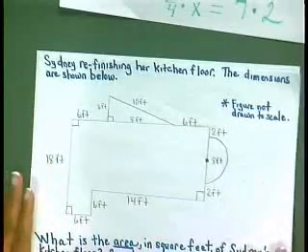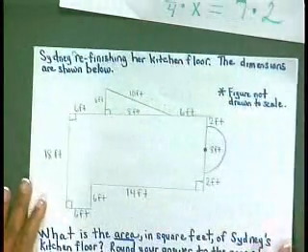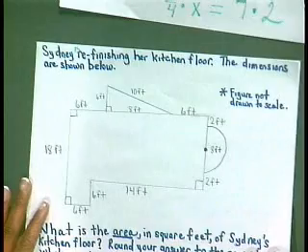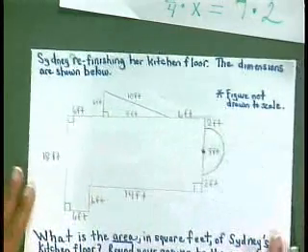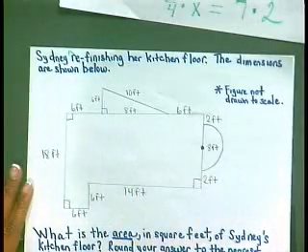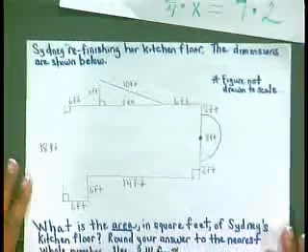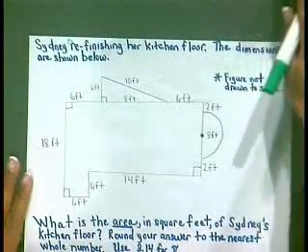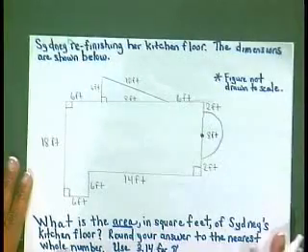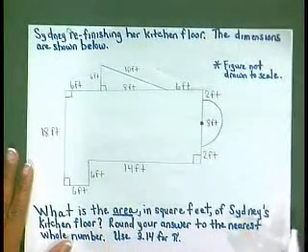So if we look at our diagram, it says Sydney is refinishing her kitchen floor. The dimensions are shown below. This is Sydney's kitchen floor. She has a large kitchen. If we look at the shape, it's not one shape, it's composed of a series of shapes. Now we must remember the figure is not drawn to scale. So this is just a drawing. So the units that you see listed, they're not the actual lengths.